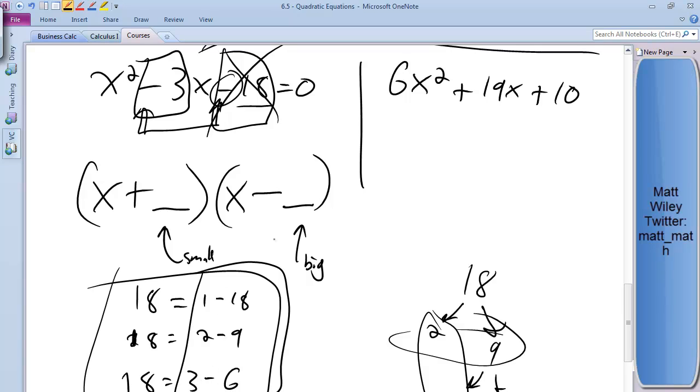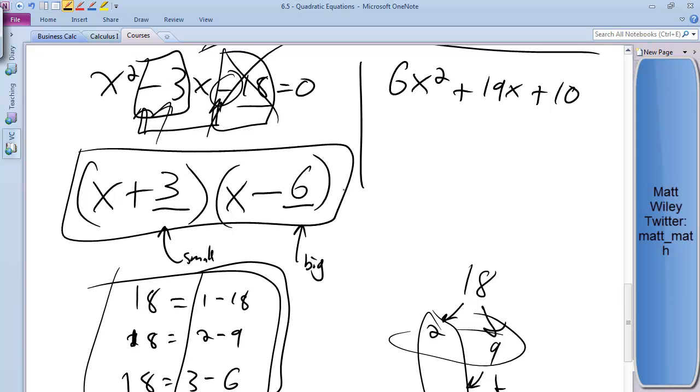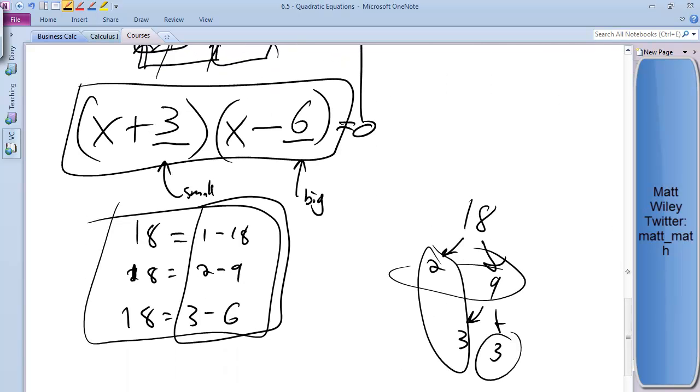When I do these different subtractions, which one gives me the negative 3 that I'm after? Well, 1 minus 18 is too big. 2 minus 9 again is too big. It's 3 minus 6 that gives me the negative 3 that I'm after. So I put the 3 and I put the 6 there. And this gives me my factor answer for this guy. So I have x plus 3 and x minus 6.